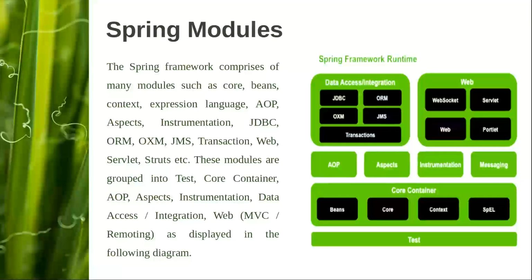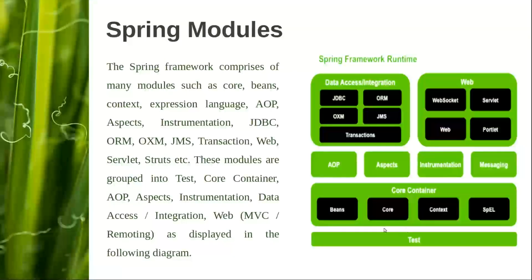Now we'll come to AOP, aspects, instrumentation, and the messaging classes. They can be used for creating aspect oriented programming. And we'll come to the data access or integration part for web applications or any Spring applications where we have to connect to the database. We have JDBC, ORM, OXM, JMS, and transaction class packages, where the required APIs for connectivity and the required templates are provided by the Spring framework.